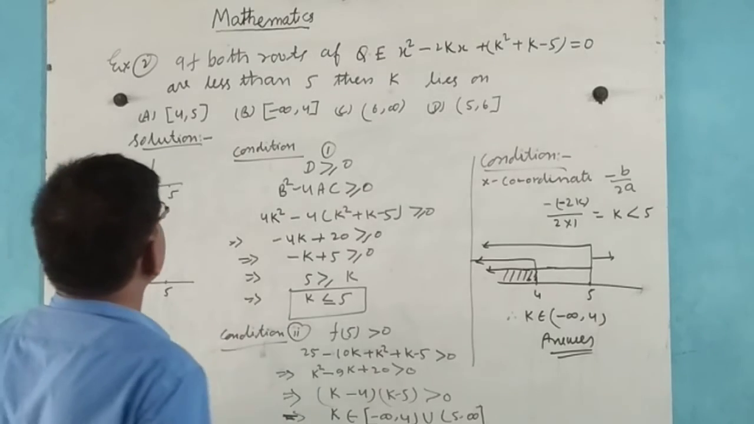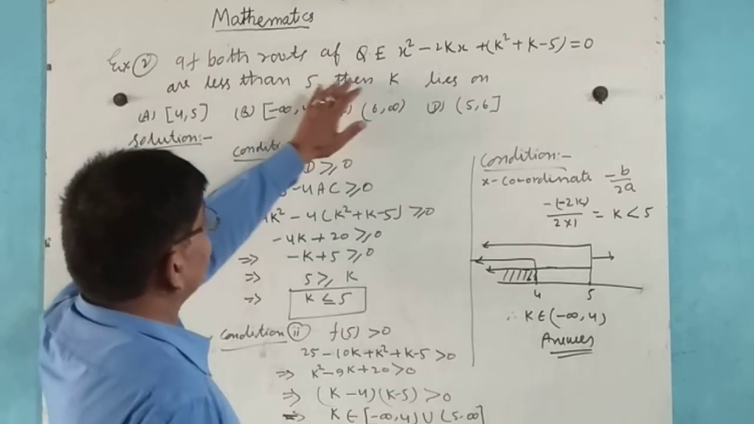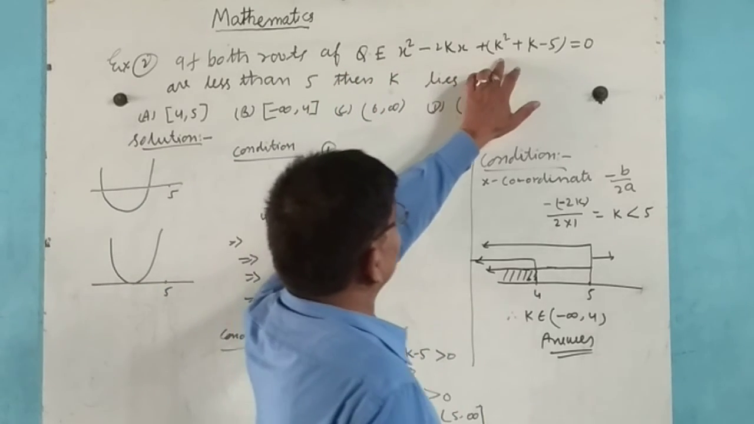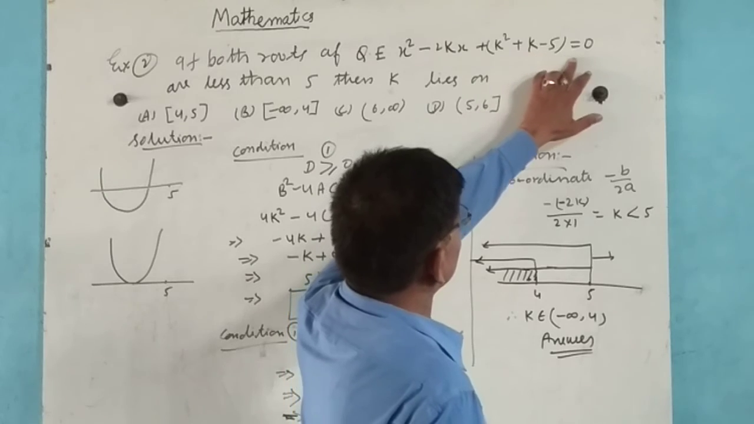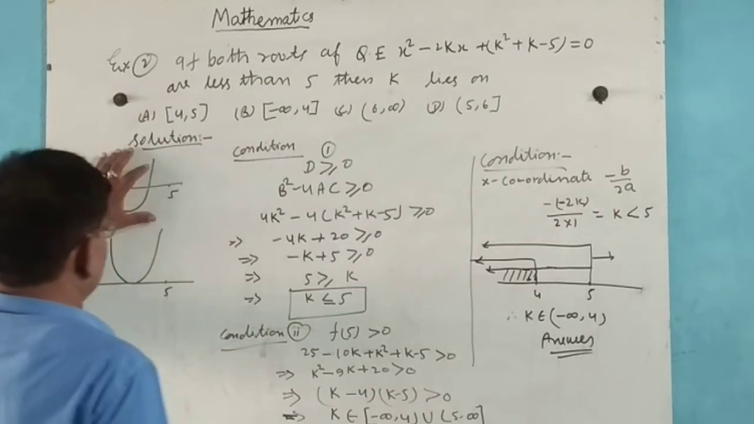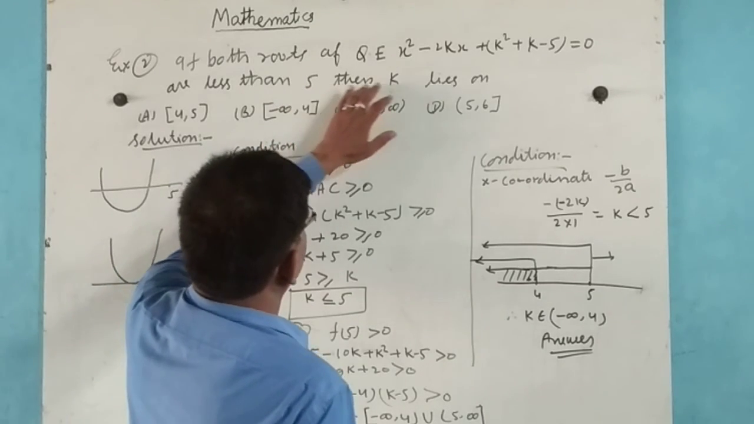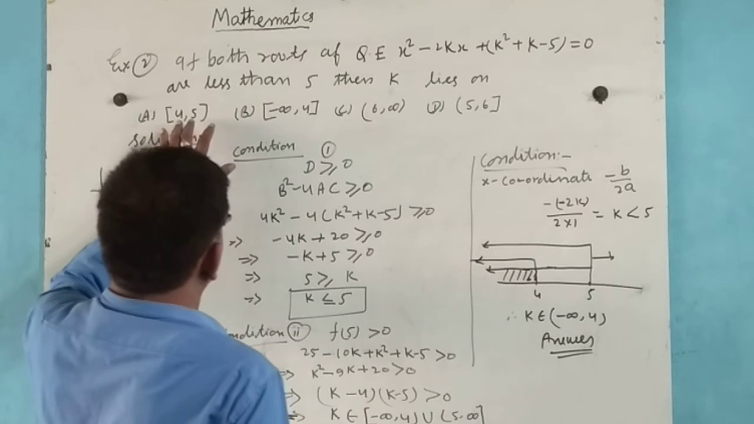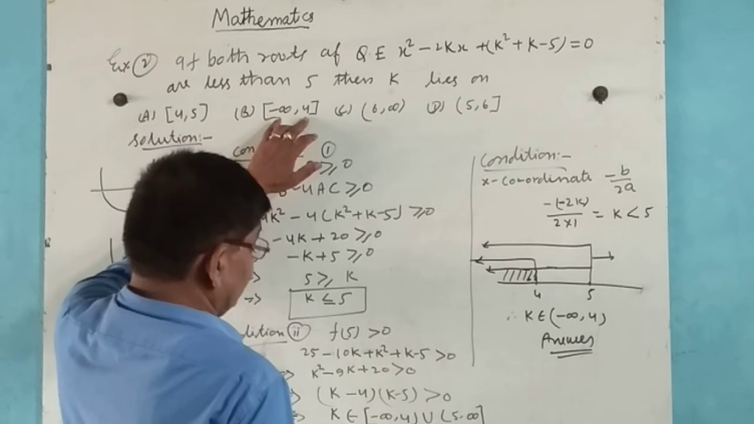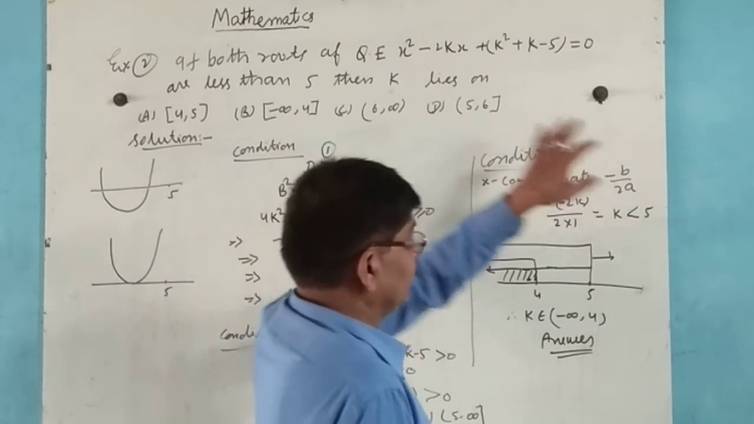Now next problem: if both roots of the quadratic equation x square minus 2kx plus k square plus k minus 5 equal to 0 are less than 5, this is less than 5, then k lies in the options: minus infinity to 4, 6 to infinity, and 5 to 6.